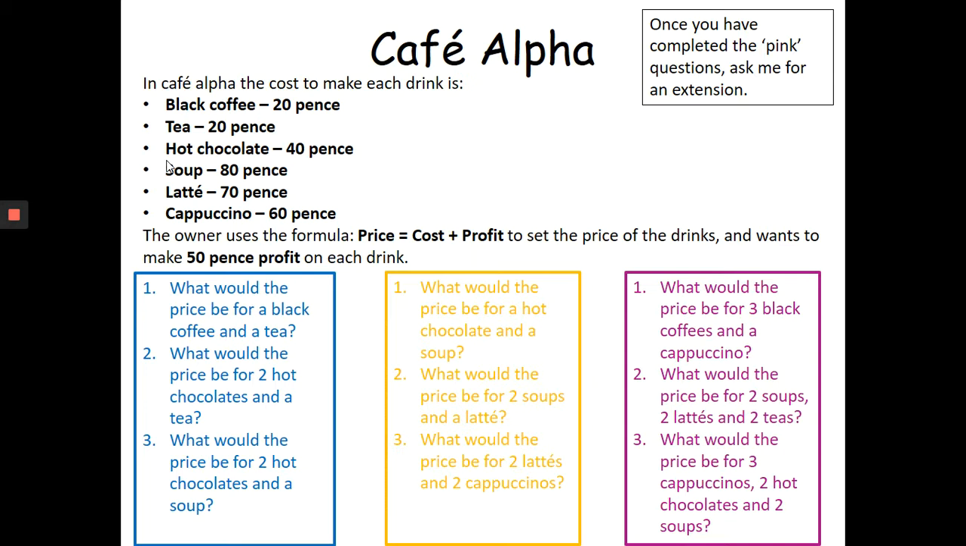You want to make 50 pence profit on every drink that you sell. So, for example, if I was to sell a black coffee, it would be 20 pence plus the 50 pence, and that would be the price that I would sell it. So 20 pence and 50 pence equals 70 pence. Can you give that worksheet a go?